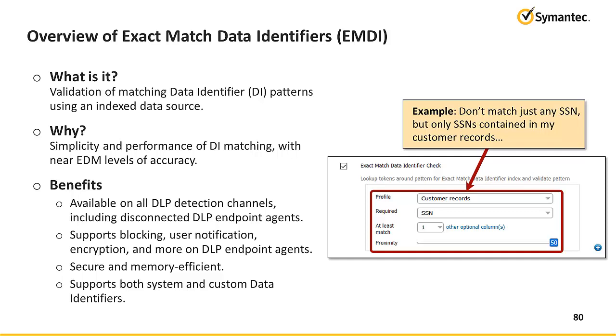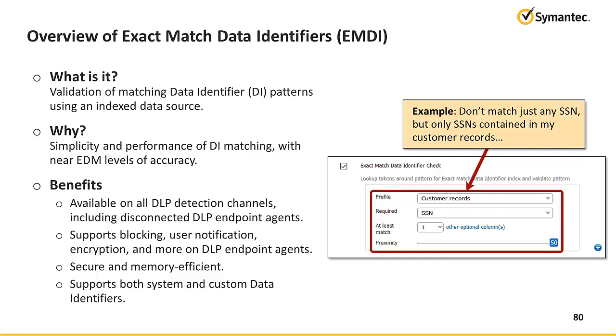For instance, DLP has a built-in credit card number data identifier that can detect credit card number patterns with a high degree of accuracy. You can increase that accuracy by indexing a data source that includes specific credit card numbers you want to detect, such as your customers' credit card numbers that are stored in a database as part of business transactions. This EMDI index or profile serves as an additional check or validation for that data identifier.